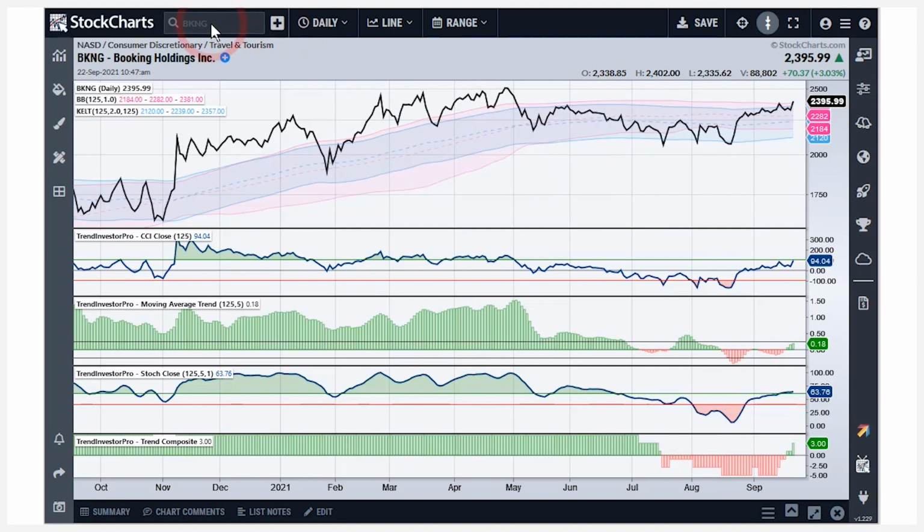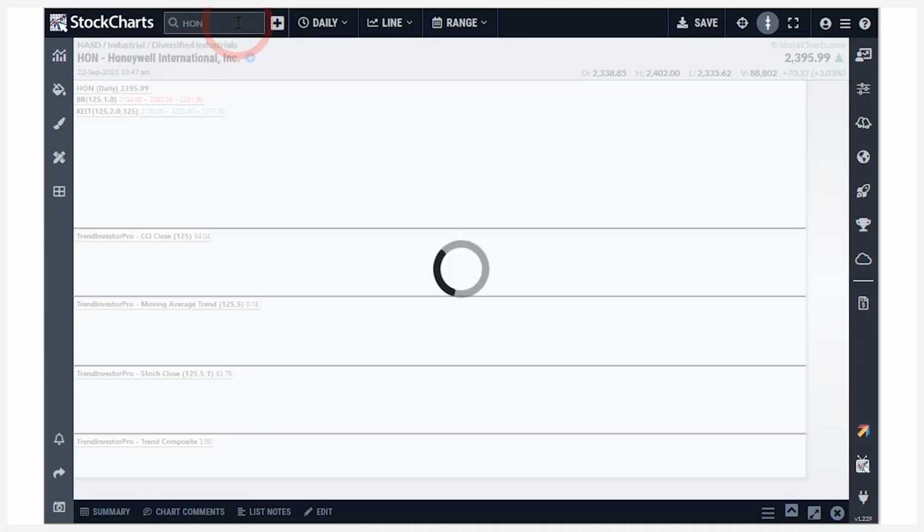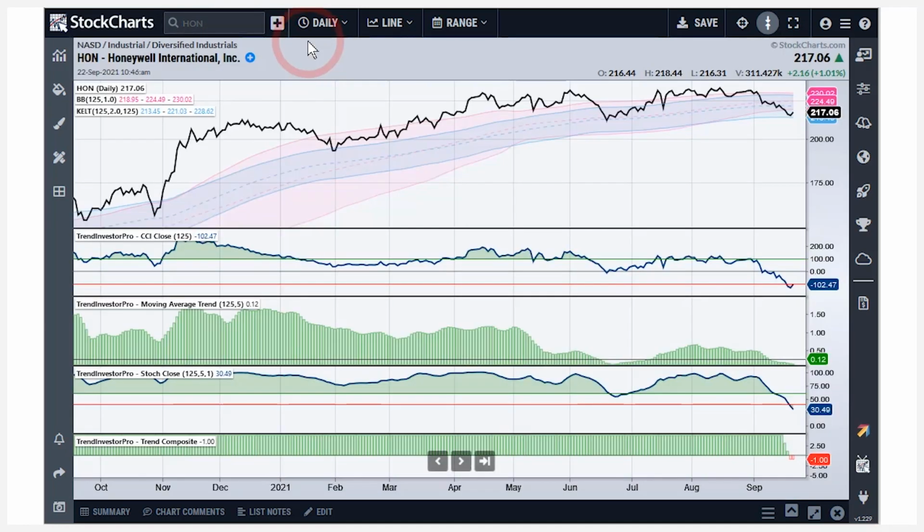And then the other one I want to show you is a new downtrend. This is in Honeywell, an old school industrial stock. We can see here at the bottom, the trend composite got to -1. That is because Stoch close moved below 40, turned red and bearish. We can see the CCI close moved below -100 to turn red and bearish.